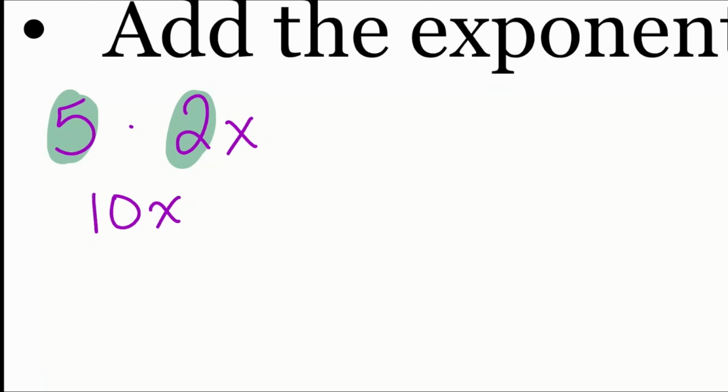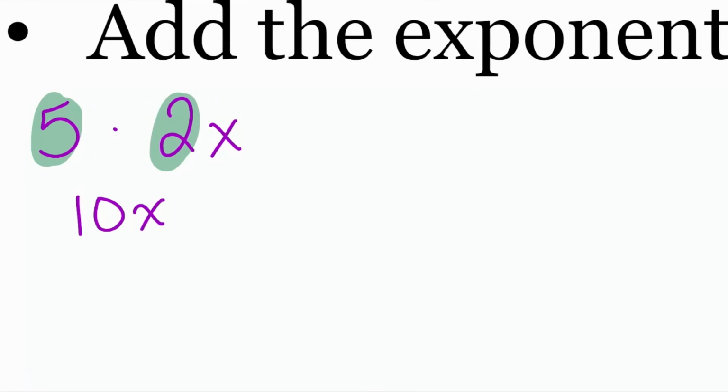I want to show you something else. Let's go ahead and change the color here. Let's draw a little barrier. And let's say we have something to the effect of 3x squared multiplied by, let's say, 6x to the power of 3. Let's try something on the opposite end of the spectrum here.